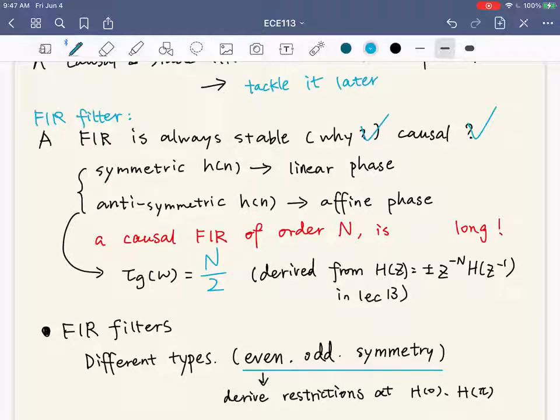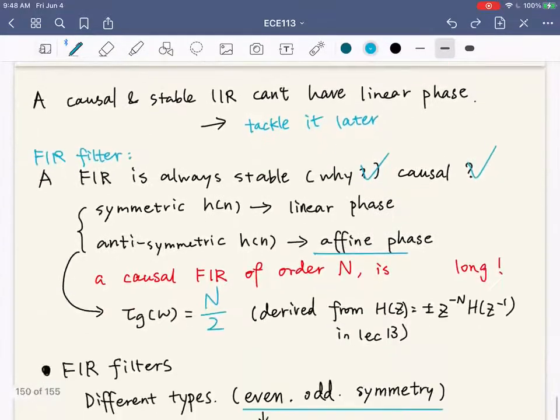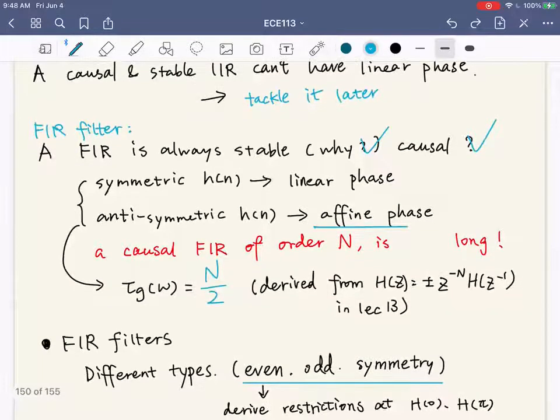So as we said before, we are now talking about the FIR filter only, and there are two ways to determine if it has linear phase. The first way is we see that it is symmetric, and we can directly say that it has linear phase. If it's anti-symmetric, it basically means an affine phase, as we said before, the generalized linear phase. I hope my pace is not too fast, but time is very limited.